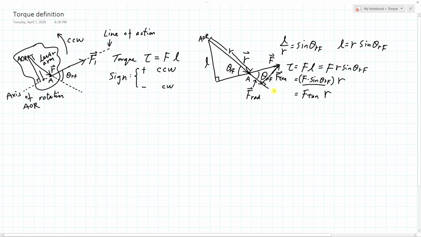So in certain textbooks, you'll be told about the radial component and the tangential component. Only the tangential component is causing the torque, which is correct. In other textbooks, you may see just torque equals force times lever arm, so you'll be required to find this lever arm length. Whichever version you use, they're the same, right? Because the lever arm length is related to the distance between the axis of rotation and the point where the force is applied, and then there's a sine function.